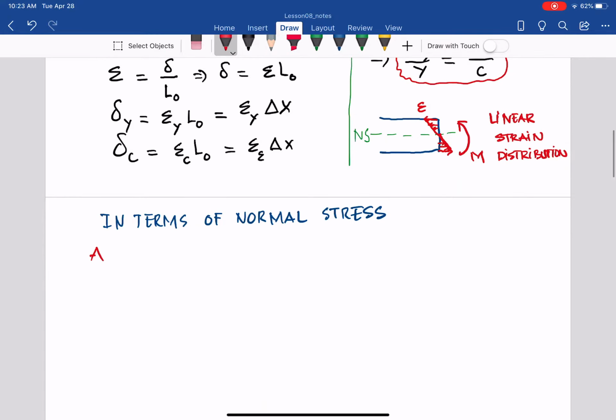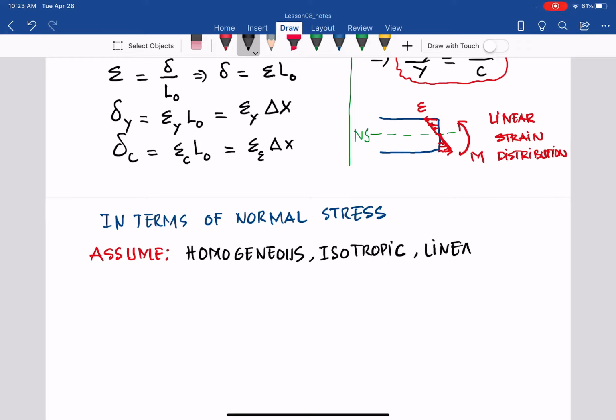So let's assume, in addition to the previous four assumptions, that the material in the body is homogeneous, meaning the same material throughout, isotropic, meaning the same property in all directions, and then linear elastic.